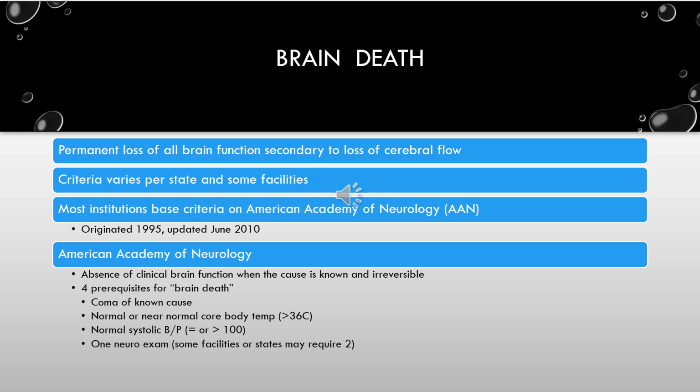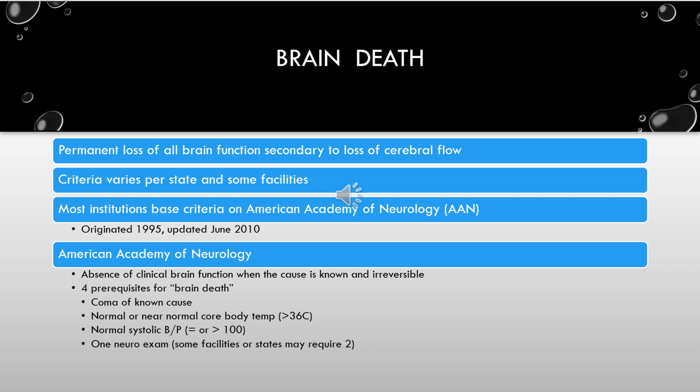The criteria does vary per state and by some facilities. However, most institutions do base their criteria from the American Academy of Neurology, or the AAN. The original criteria was done in 1995 and it was updated in June of 2010. It has not been updated since, so this is the most recent and current version of what the AAN says about brain death.